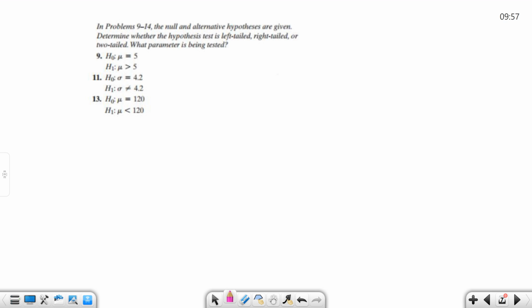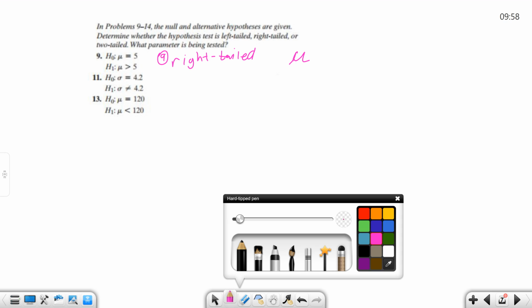All right, so let's look at some problems from the homework in the book here. Here we are given H0 and H1. We don't have to find it. It wants to know, is it left-tailed, right-tailed, or two-tailed, and then what parameter is being tested. So if we look at number 9, H0 is mu equals 5, and H1 is mu is greater than 5. Because of the greater than, that is going to be right-tailed. Right-tailed for number 9, okay? And what's being tested here? Mu. Mu is the parameter being tested.